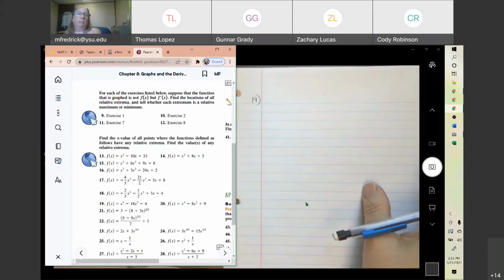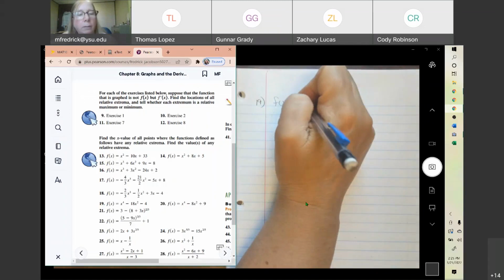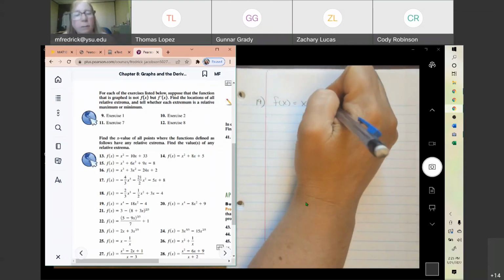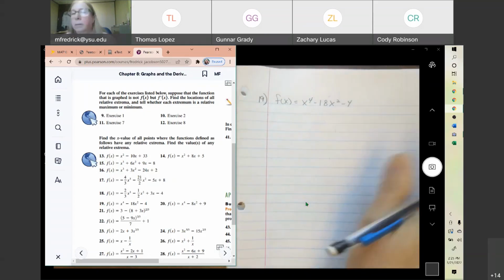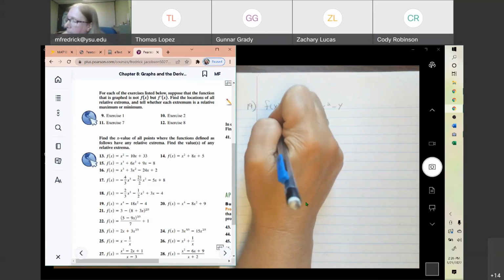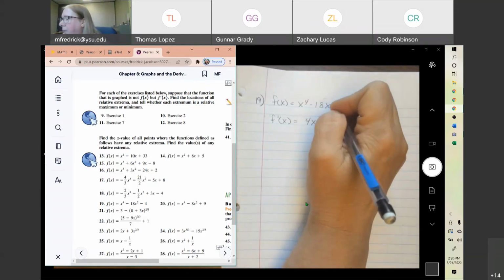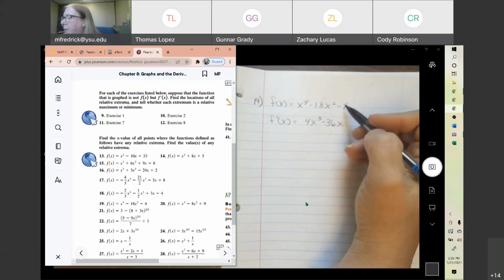Let's try number 19. So we have x to the fourth minus 18x squared minus 4. And we want to find the critical numbers. So we take the derivative and we set it equal to 0. Four x cubed minus 36x, and this goes to 0.